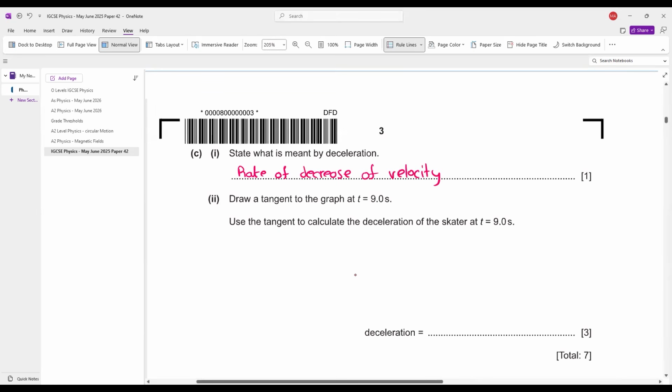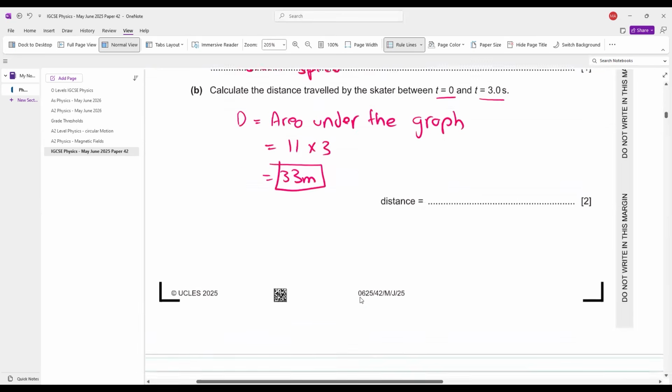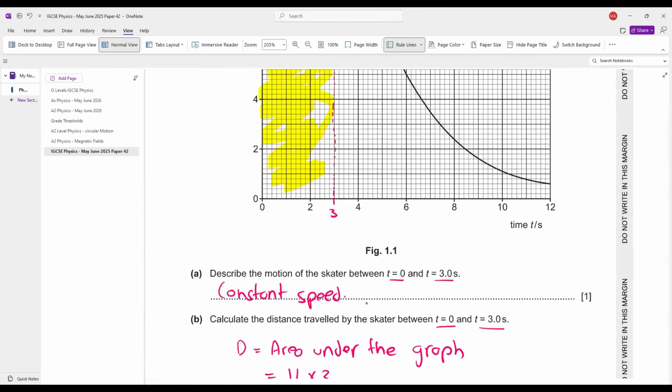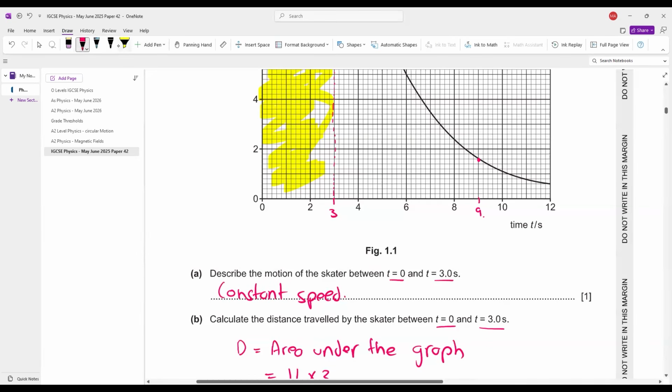Okay. Draw a tangent at time t equals 9 seconds. Use the tangent to calculate the deceleration of the skater at t equals 9 seconds. अच्छा जी, आपने deceleration निकालनी है t equals 9 seconds. Can you realize this is t equals 9 seconds? First of all, let's draw a tangent at this point.